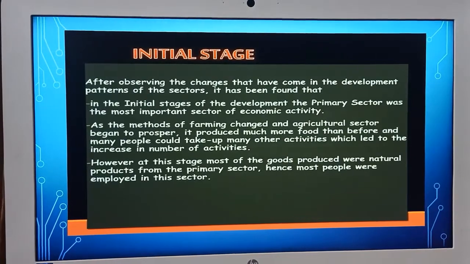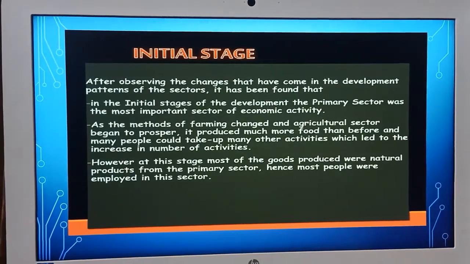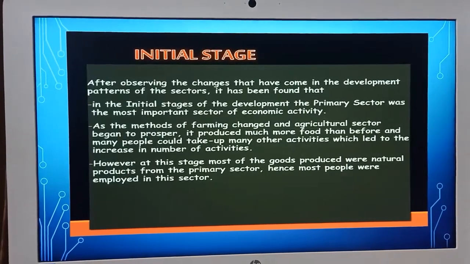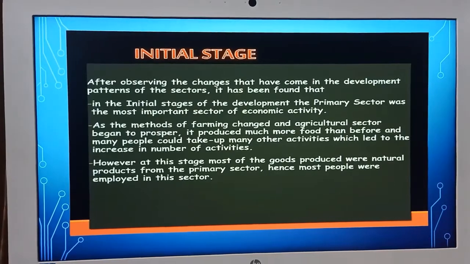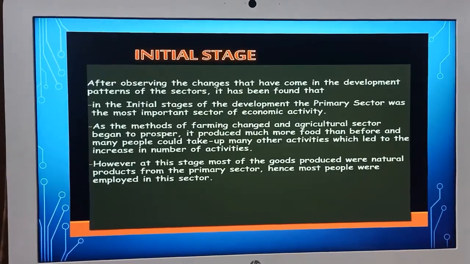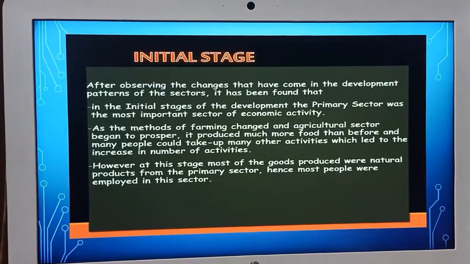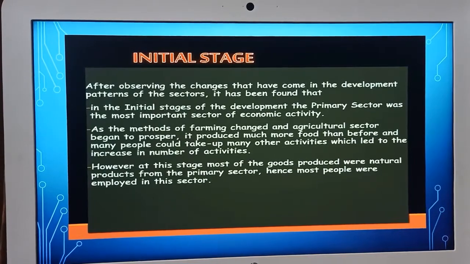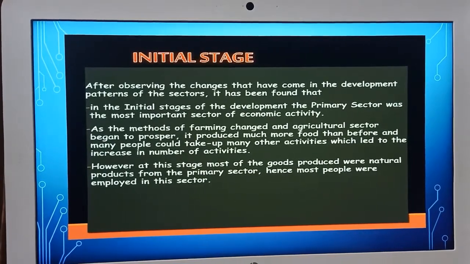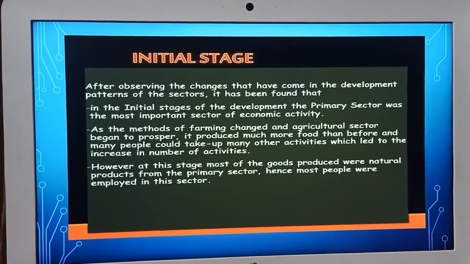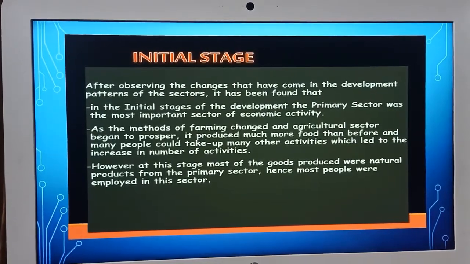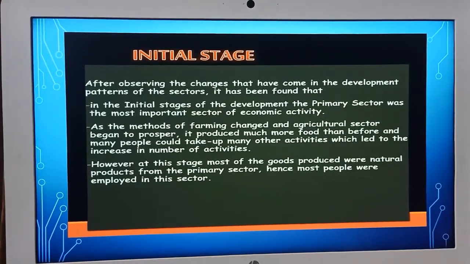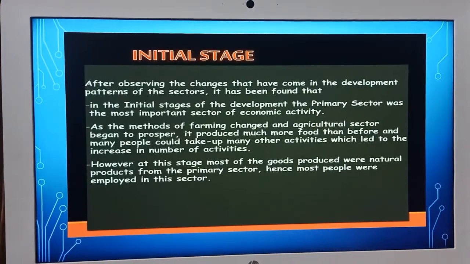At the initial stage, after observing the changes that have come in the development patterns of the sectors, it has been found that in the initial stages of development, the primary sector was the most important sector of economic activity. As the methods of farming changed and the agricultural sector began to prosper, it produced much more food than before, and many people could take up many other activities, which led to an increase in the number of activities.